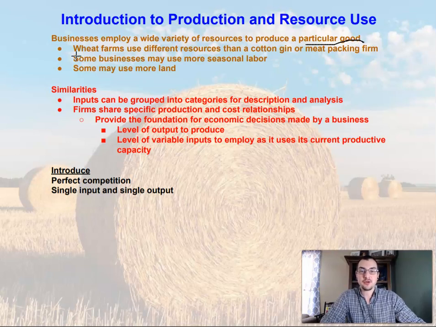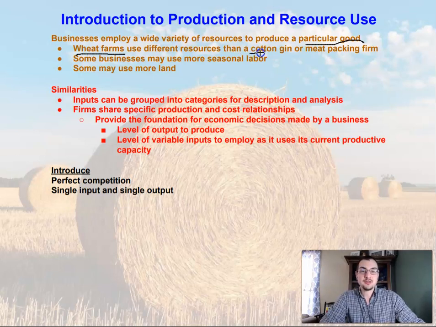So let's take, for example, what a wheat farmer may use to produce their particular commodity. A wheat farmer is going to be using tractors, fertilizer, fuel, and a lot of different resources like seed, water, the soil and the land, and everything like that.